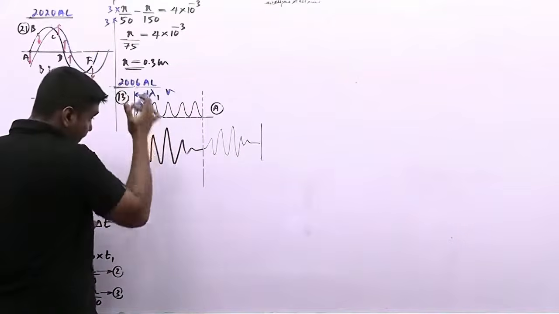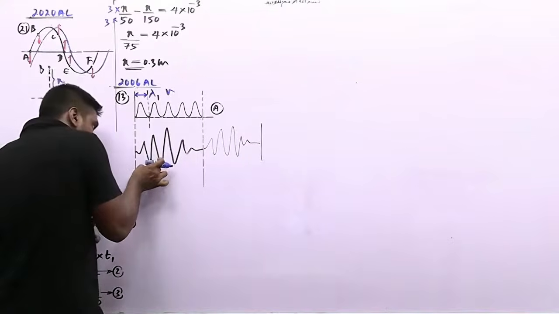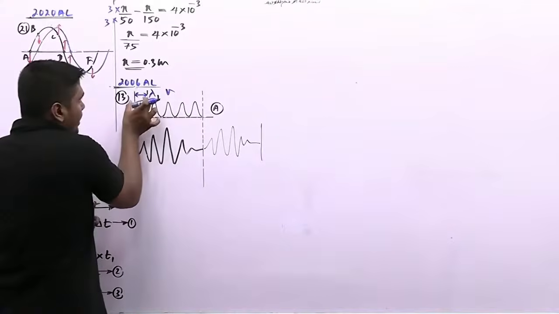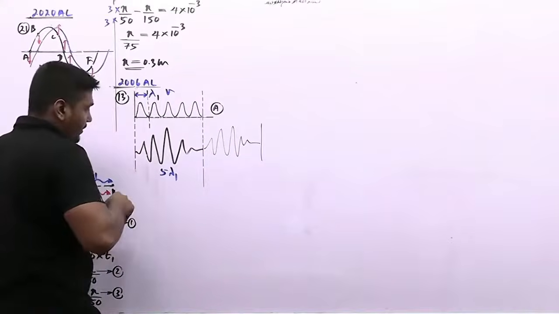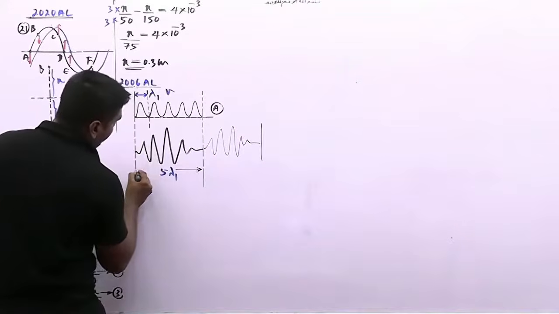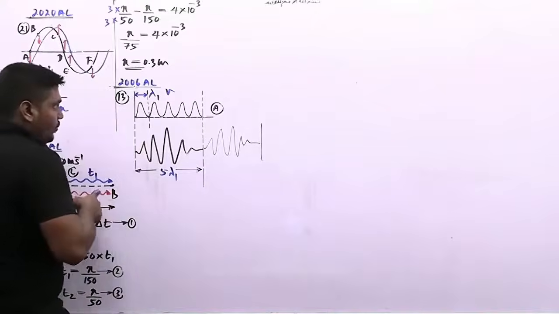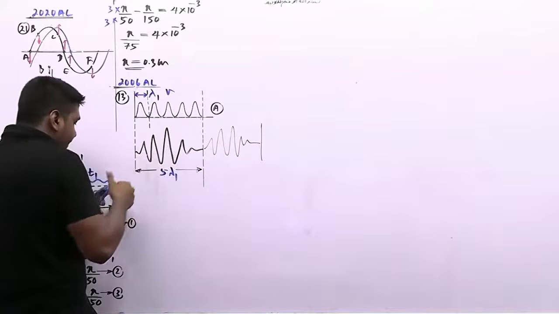Then what is the wavelength of the resultant wave? We all know the wavelength of the resultant wave must be 5 lambda 1. Look very carefully at what I am doing. We know there are sound 1 and sound 2, and sound 2 has the larger frequency F.